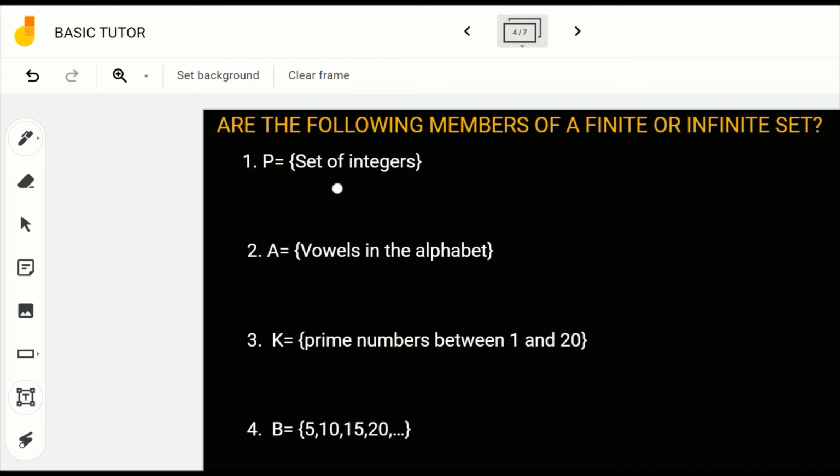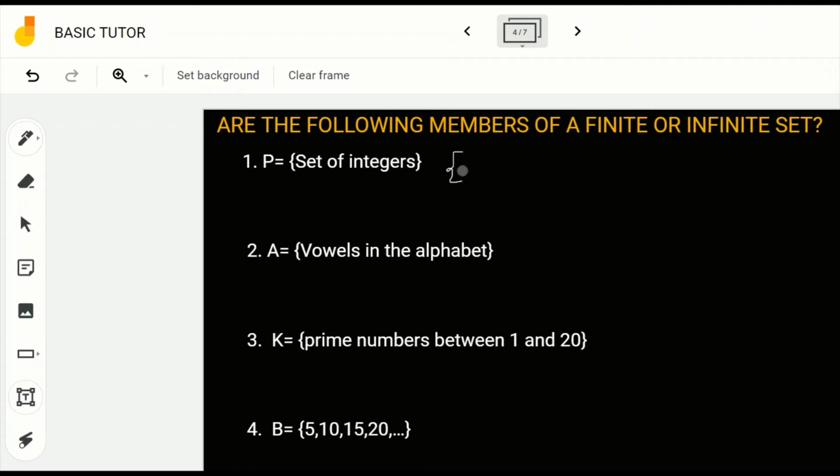So let's look at the first question. Number 1 says set P is the set of integers. Now let's look at the members of the set of integers. Integers are negative numbers, 0 and positive numbers.